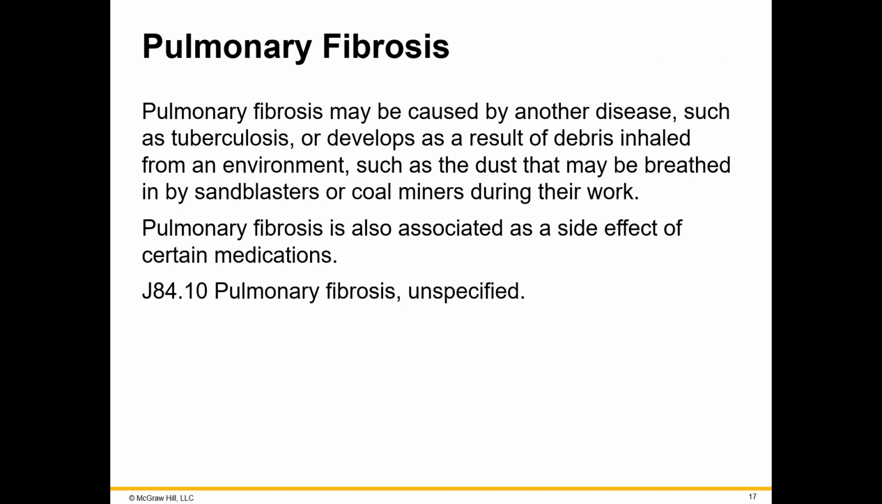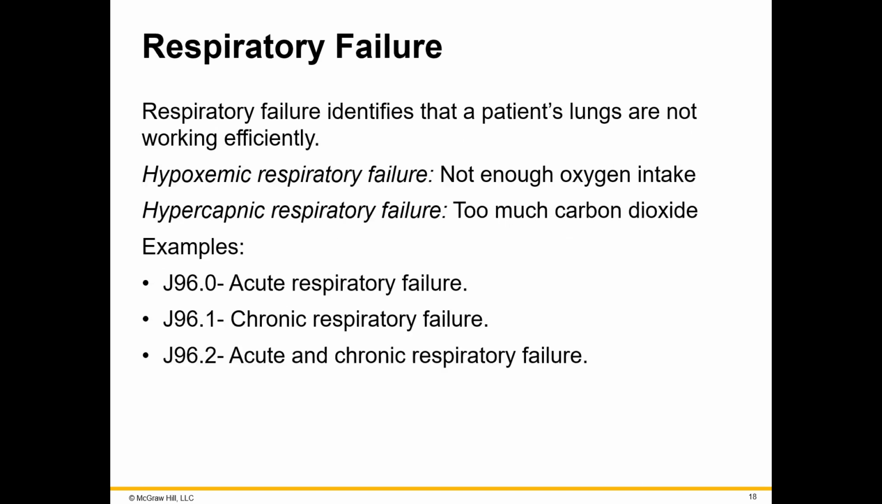Pulmonary fibrosis. Pulmonary fibrosis may be caused by another disease, such as tuberculosis, or develops as a result of debris inhaled from the environment, such as the dust that may be breathed in by sandblasters or coal miners during their work. Pulmonary fibrosis is also associated as a side effect of certain medications. Example code for this would be J84.10, pulmonary fibrosis unspecified.